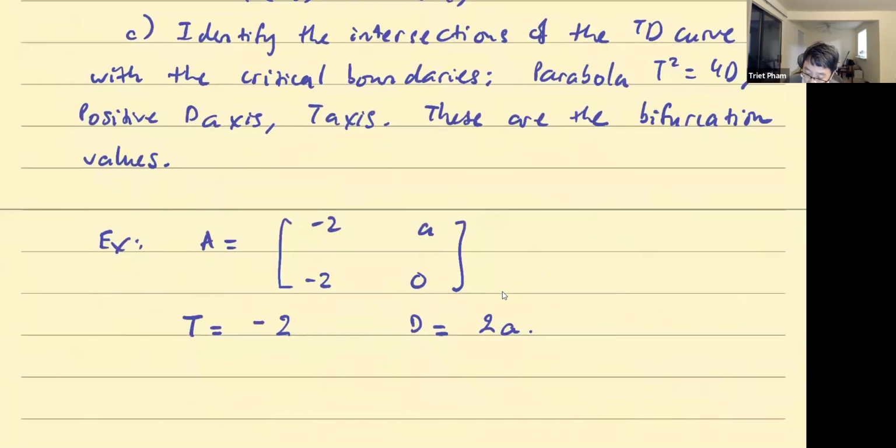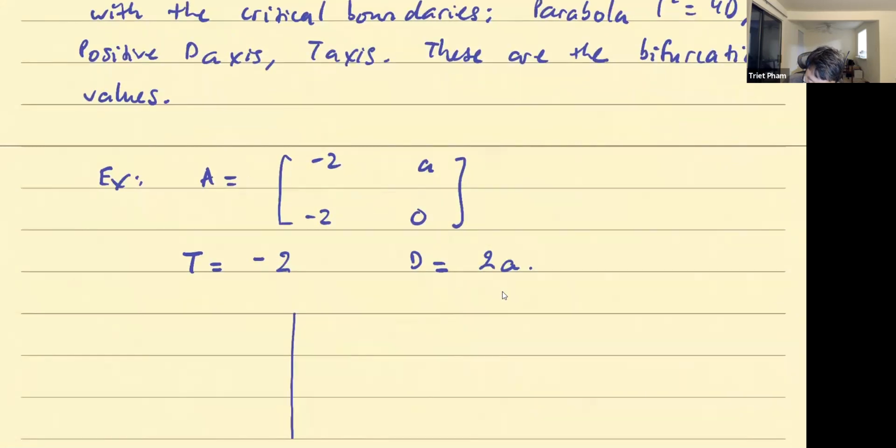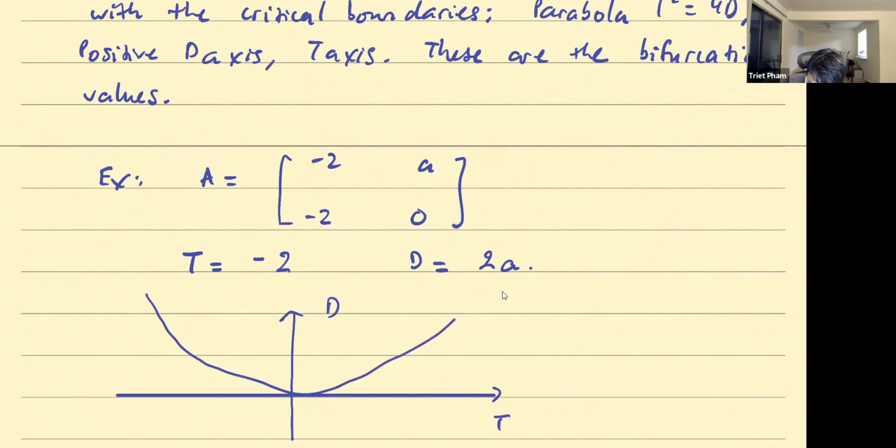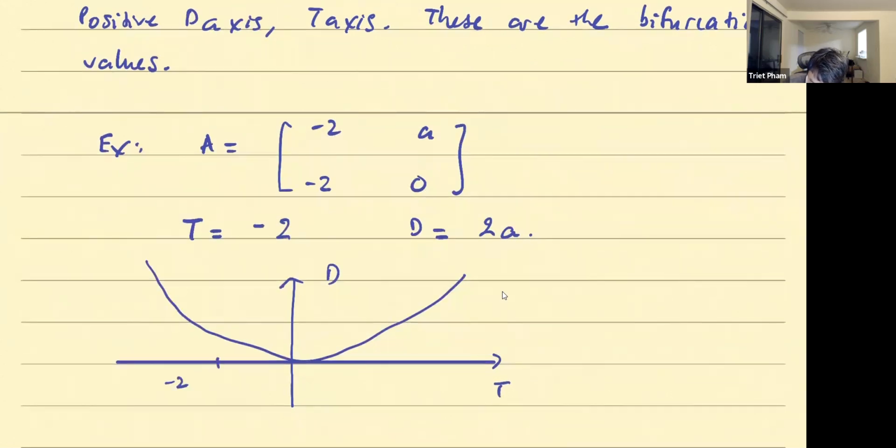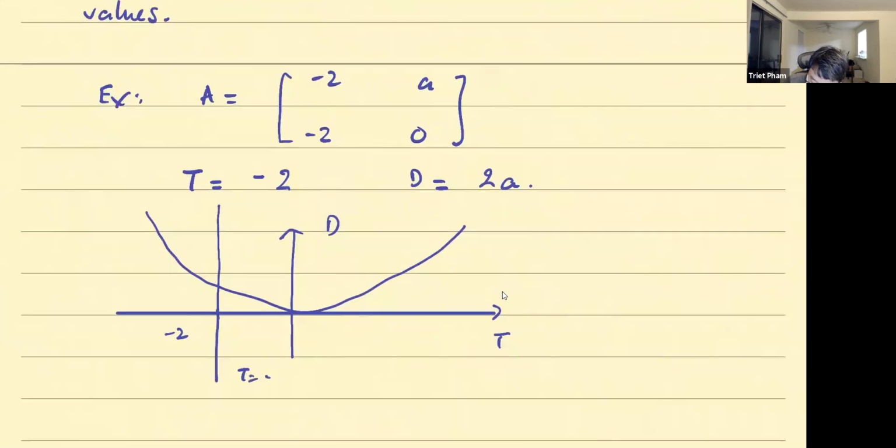Okay. So now you plot this as a parametric curve, which is quite easy here on the trace determinant plane. This is the line, the parametric curve, t equals minus 2. So from that point of view, we have two intersections here and here. All right. So you see that you have two bifurcation values.